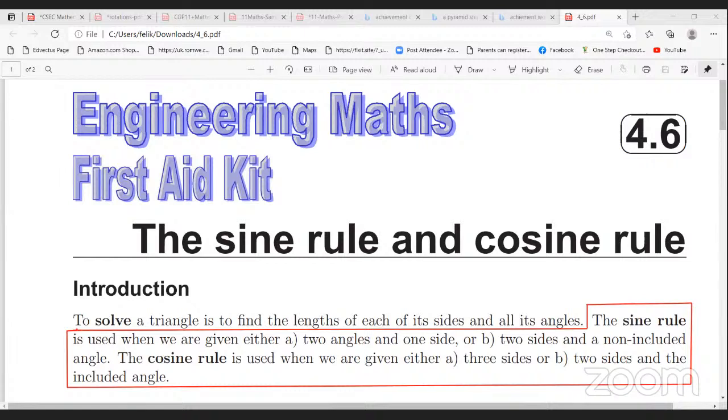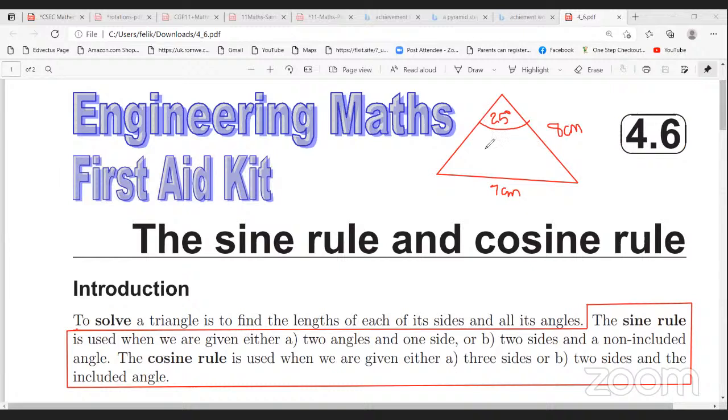All right, the sine rule is used when we're given either A, two angles and one side, or B, two sides and a non-included angle. Two sides and a non-included angle looks like this. So here is 25 degrees, 7 centimeters and 8 centimeters.